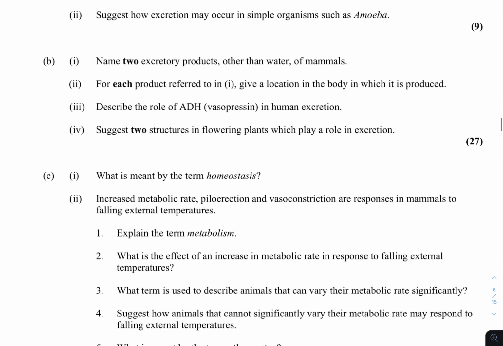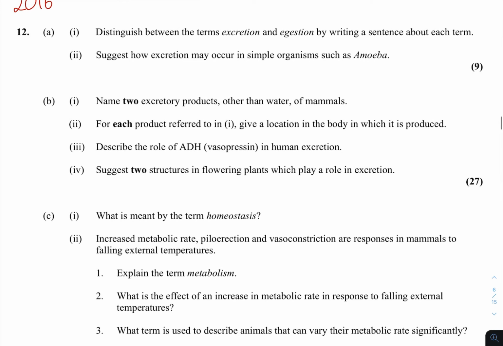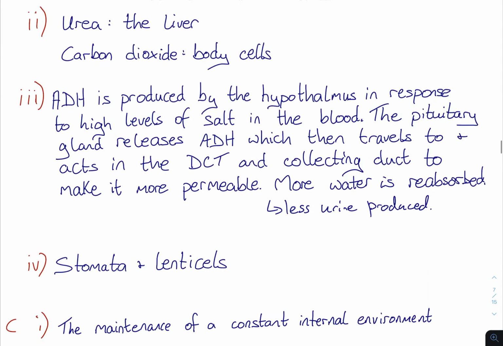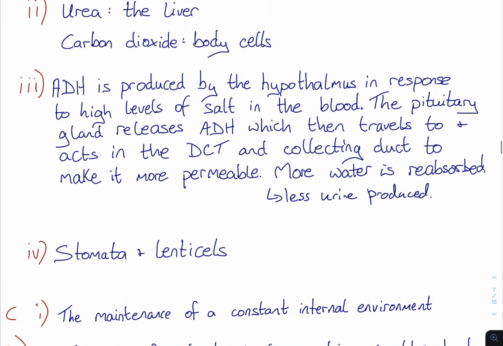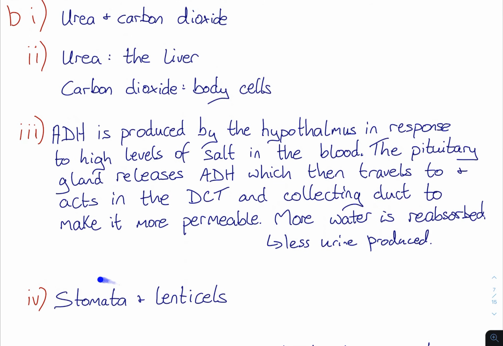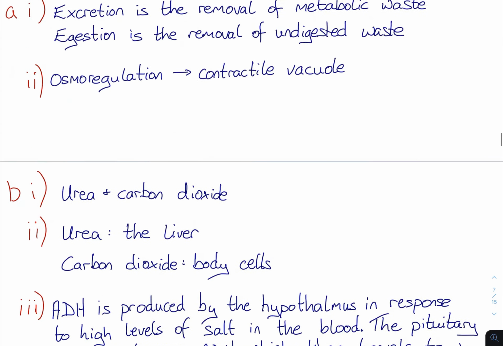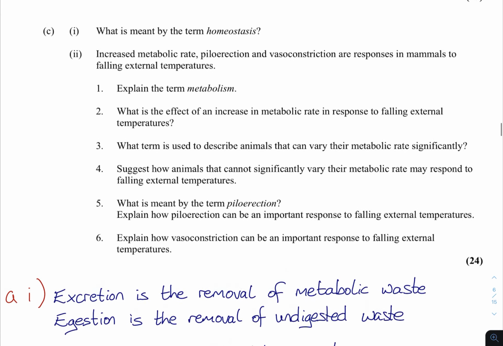Part IV suggests two structures in flowering plants which play a role in excretion. Now, this links in with the plant chapter. You may or may not have done it by now, but they are the stomata, which are located in the leaves, and the lenticels, which are located in the stem. It's likely you would have heard of the stomata from Junior Cert, or Junior Cycle, but even if you haven't, you will come across both of them again in plant structure or plant transport.